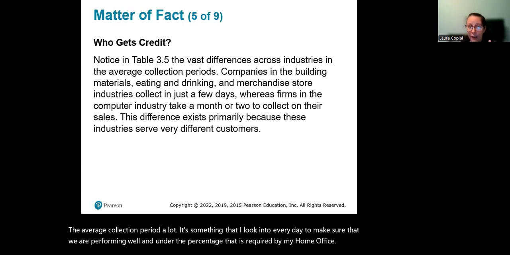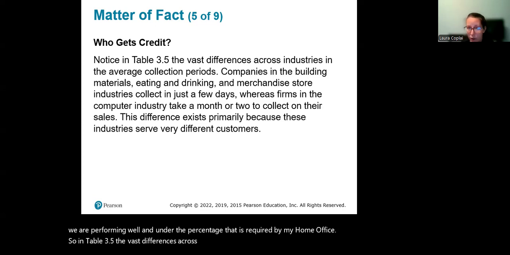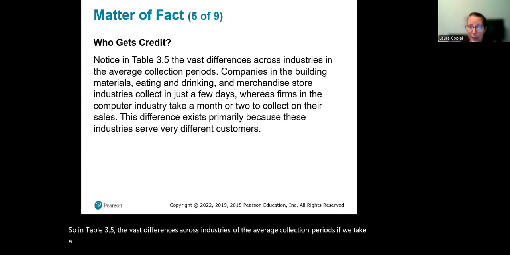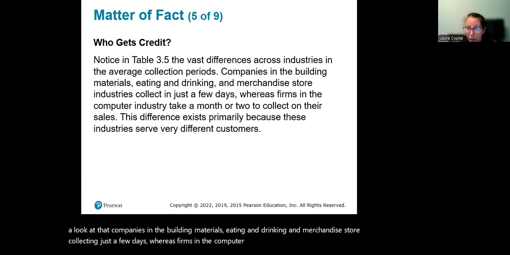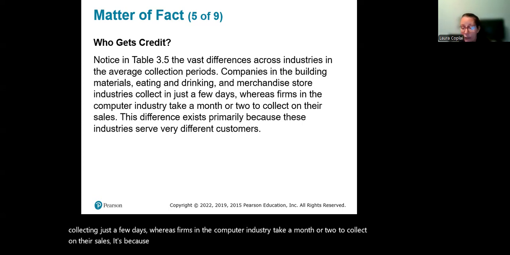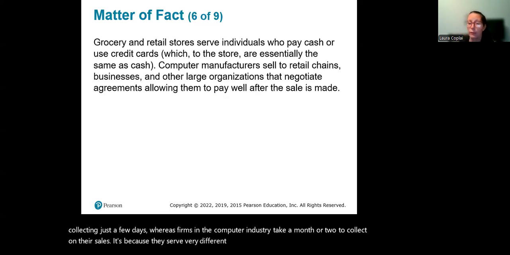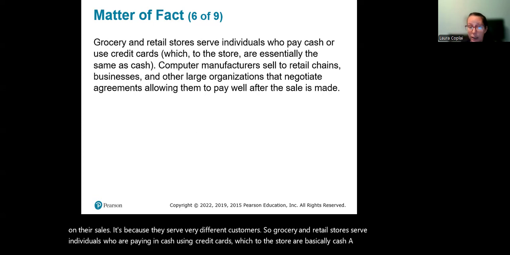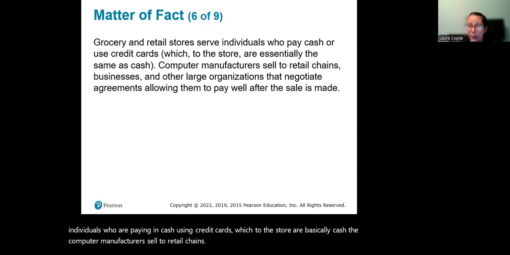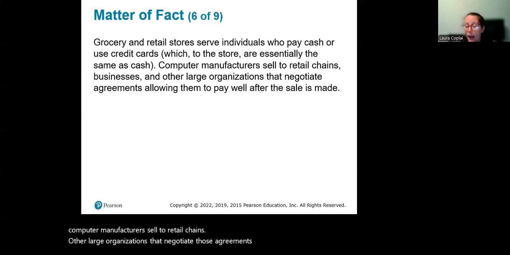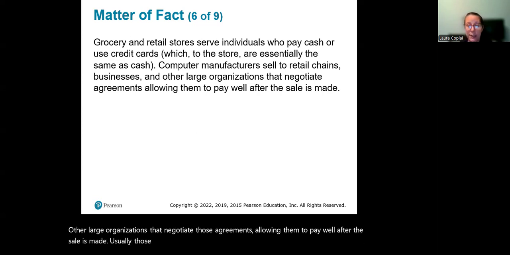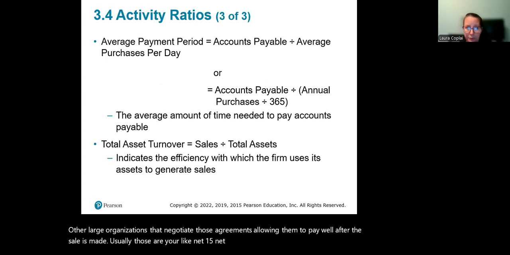So in table 3.5, if we take a look at the vast differences across industries in the average collection periods, companies in the building materials, eating and drinking, and merchandise store collect in just a few days, whereas firms in the computer industry take a month or two to collect on their sales. It's because they serve very different customers. So grocery and retail stores serve individuals who are paying in cash or using credit cards, which to the store are basically cash. Computer manufacturers sell to retail chains, businesses, and other large organizations that negotiate agreements allowing them to pay well after the sale is made. Usually those are your net 15, net 30 invoices.